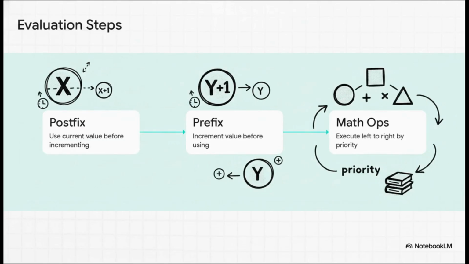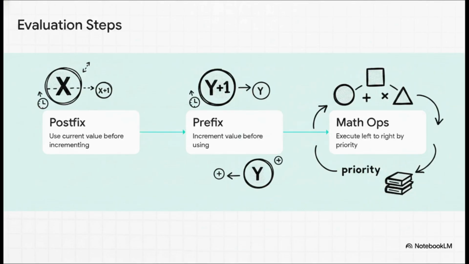By following these exact steps, the compiler avoids any confusion. First, it scans for postfix operators. And crucially, it uses their current value first in the equation before incrementing them in the background. Second, it scans for prefix operators. But here it increments the value first before actually using it. And finally, step 3, it just executes standard mathematical operations from left to right based on their priority.